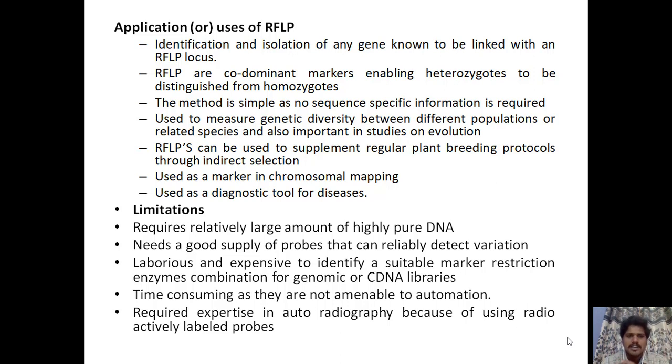Then what are the limitations? It requires a relatively large amount of highly pure DNA. It needs a good supply of probes that reliably detect the variation. It is a laborious and expensive task to identify a suitable marker and restriction enzyme combinations for genomic or cDNA libraries. It's time consuming, as it is not amenable to automation, and requires expertise in autoradiography because of using radioactively labeled probes, and working with radioisotopes is also a little harmful.